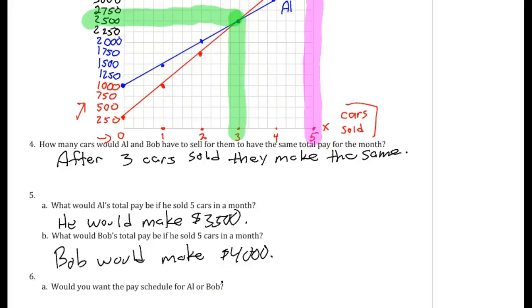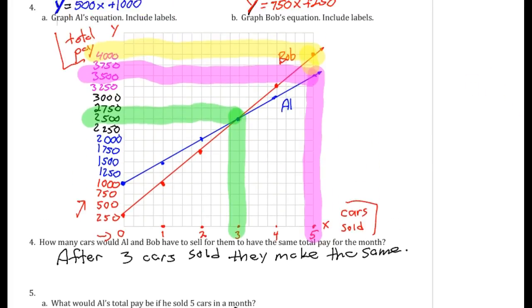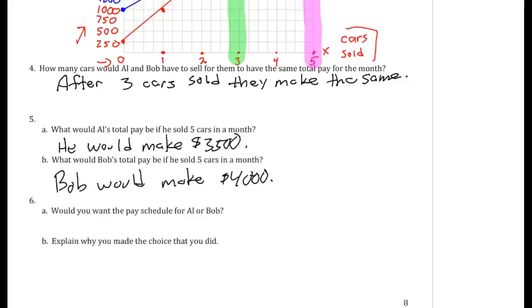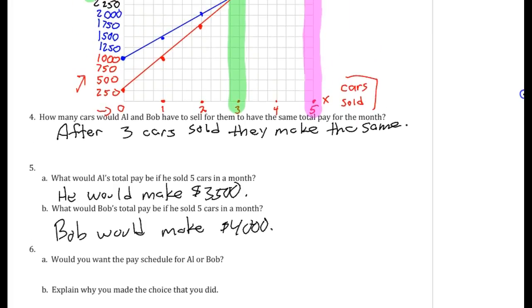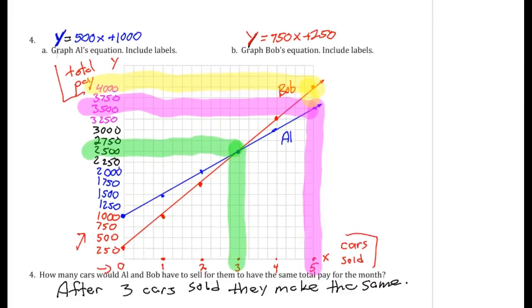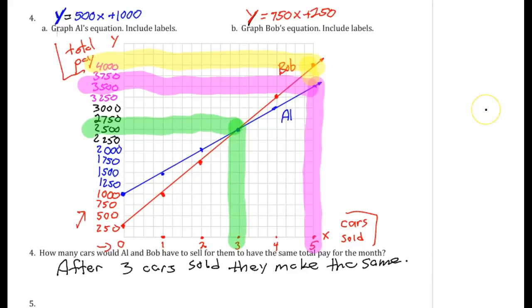Just by going off the graph, whoever's above, whoever's on the top, that's who's making more money. And so, who pays more money? And this is where you have to be careful. What if you only sold 1 car? Who makes more money?